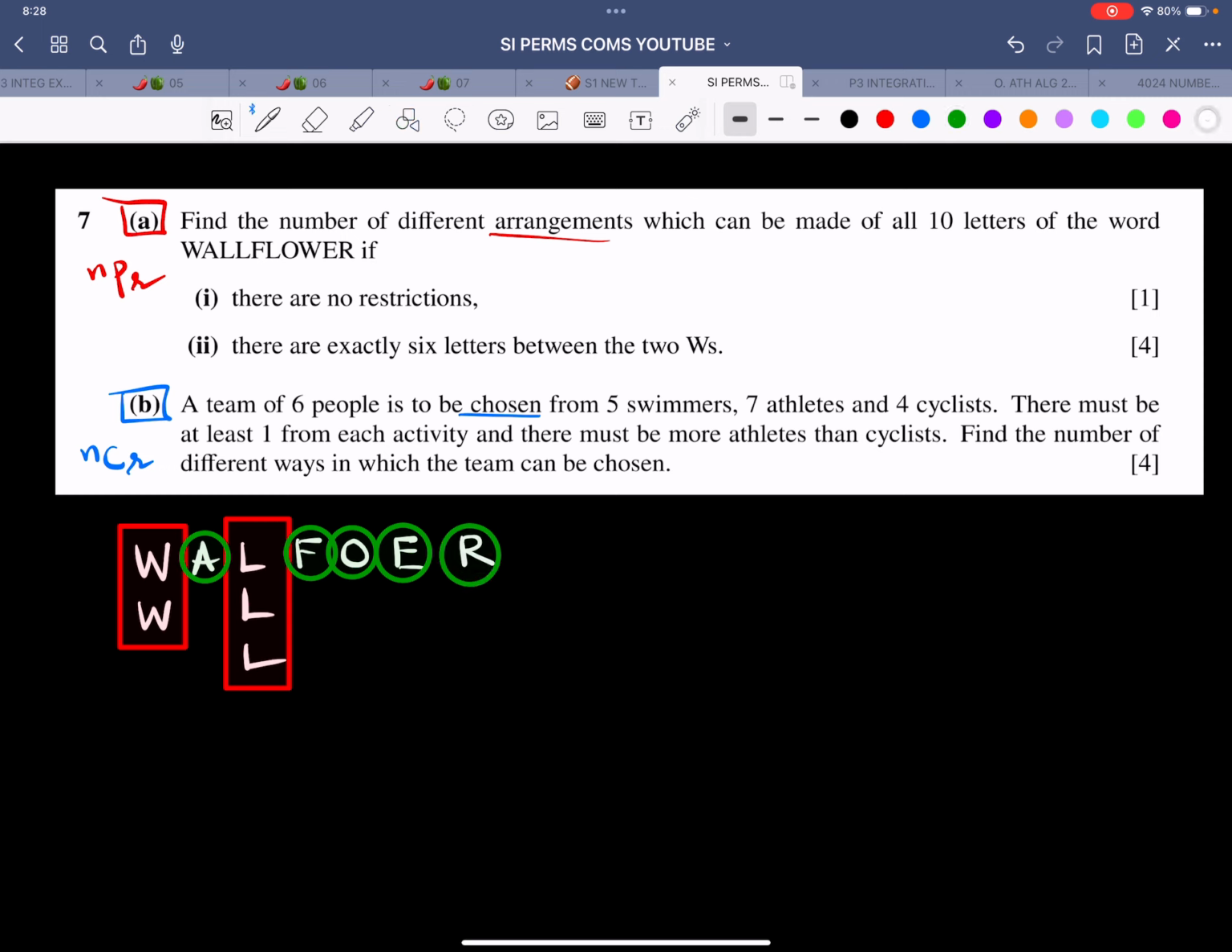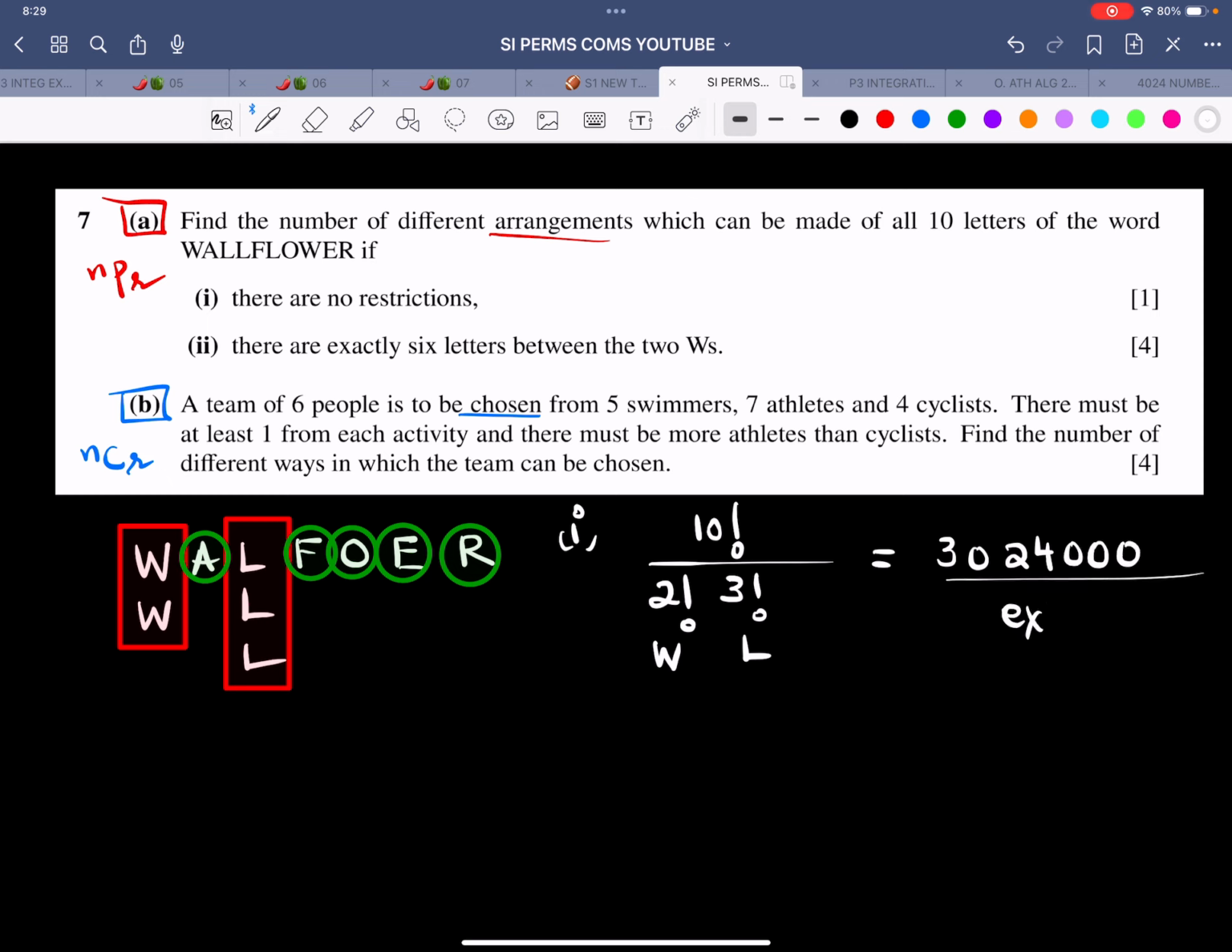Now the first part, that is there is no restriction, that is 10 factorial divided by 2 factorial for the W's and 3 factorial for the L's because they are identical. So that is the rule that we need to follow. Now grab a calculator, evaluate, and you get an answer 302400. This answer is exact. Leave it as it is. Do not round off. So the first part is done and dusted. This first part is for part A.